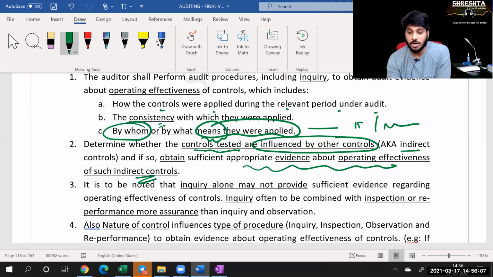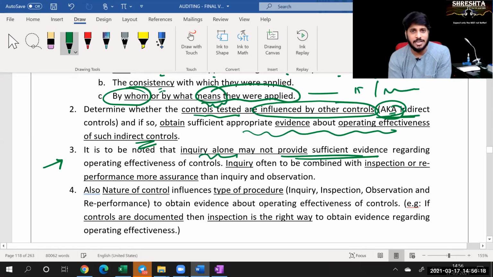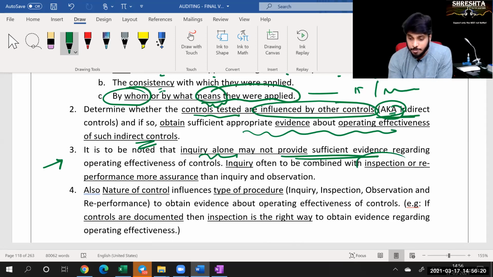Other controls are also known as AKA, also known as indirect controls. Also remember, just inquiring about controls alone does not provide sufficient appropriate evidence. You need to inspect the logbook. Sometimes you need to reperform the IT control. You need observation.